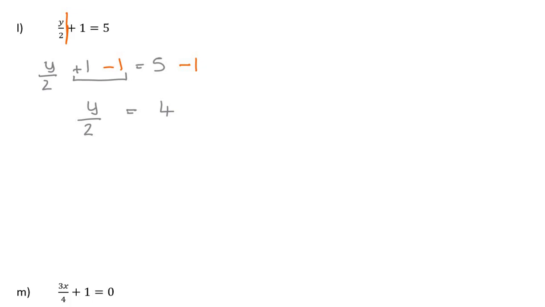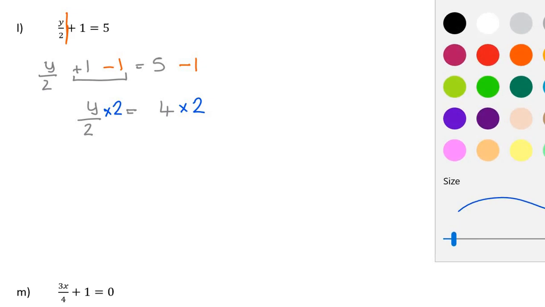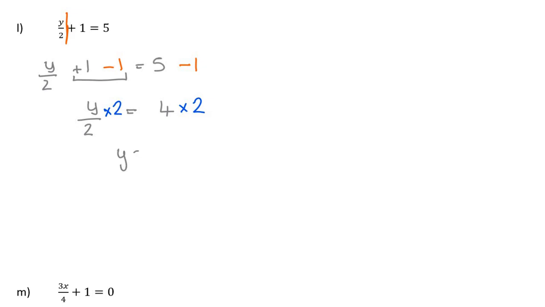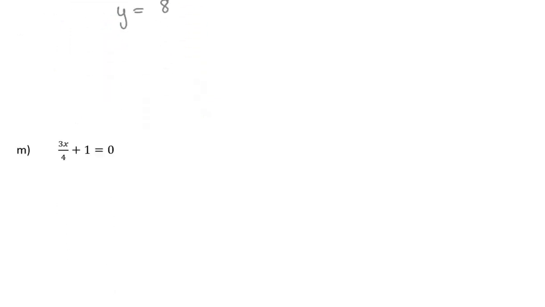And so finally I can undo dividing by 2. So I'm going to multiply by 2 on both sides. So my 2's cancel, and I'm left with y, and I get equals 8. Okay, so our last one in this topic of recapping our basics is 3x divided by 4 plus 1 equals 0.